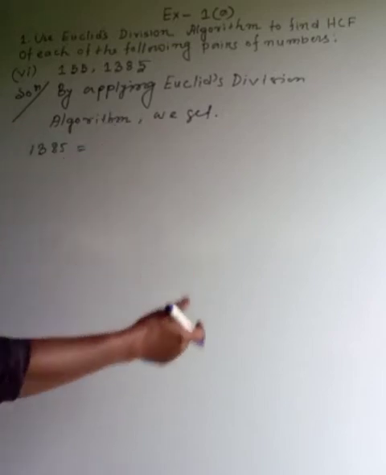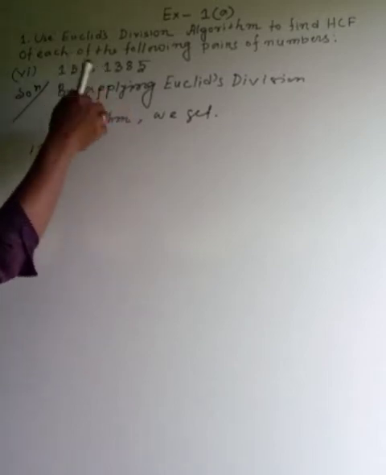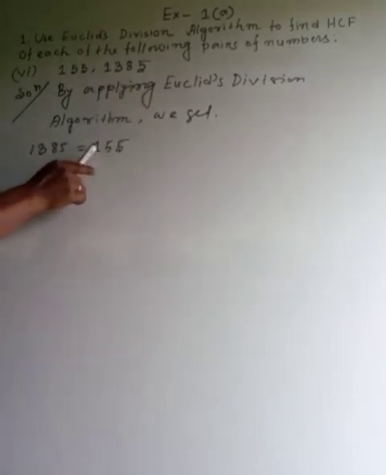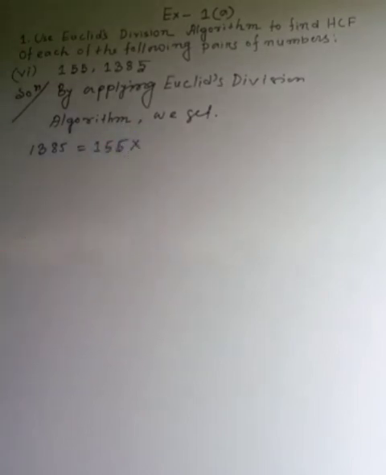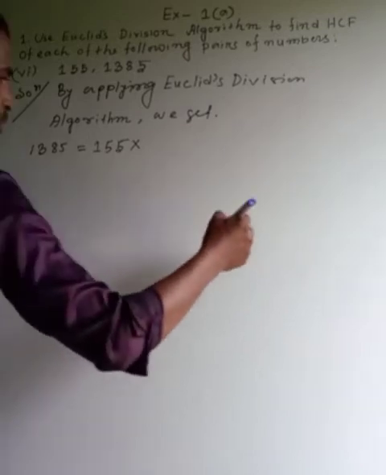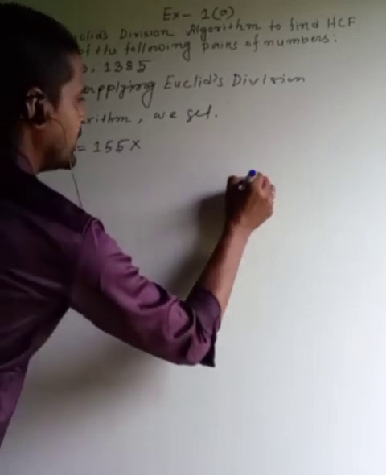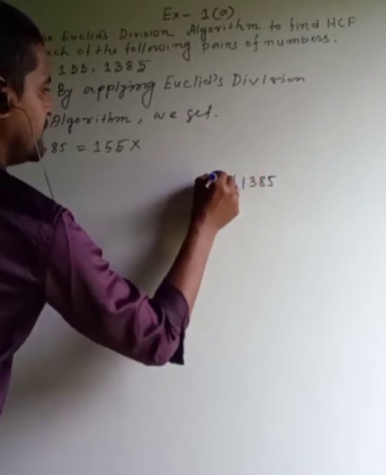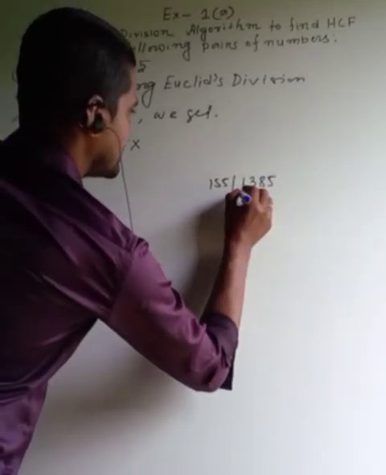Then according to the formula, dividend equal to divisor: what is the divisor? This 155 is the divisor. Dividend equal to divisor into quotient. We have to find the quotient, then we have to find the remainder. So what we have to do? We have to divide 1385 by 155. So let us divide this one.